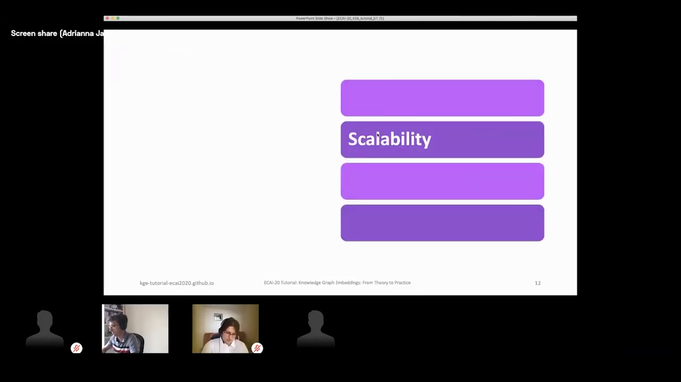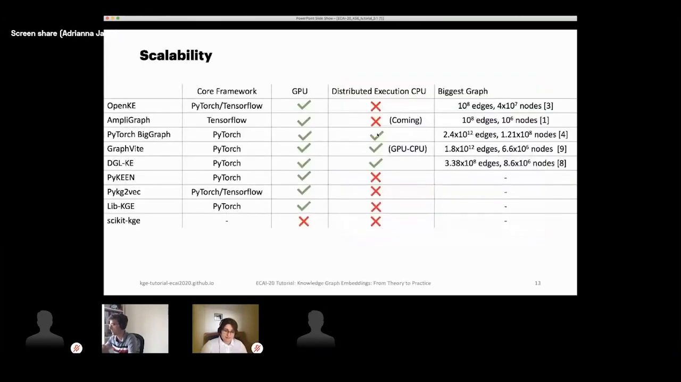Now let's switch to scalability. When we cannot use pre-trained models, we may need to train them on our own. And sometimes when the graph is too big, we may need to scale through distributed execution, which is offered by PyTorch BigGraph, GraphVite, DGL-KE, and this is something to have in mind.